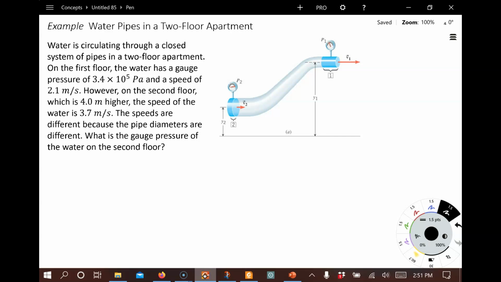So we have the equation of continuity at point 2 and point 1, for example. We can say A1 V1, that's the volume flow rate there. It's got to be the same at A2 V2, so with that cross-sectional area and that speed.